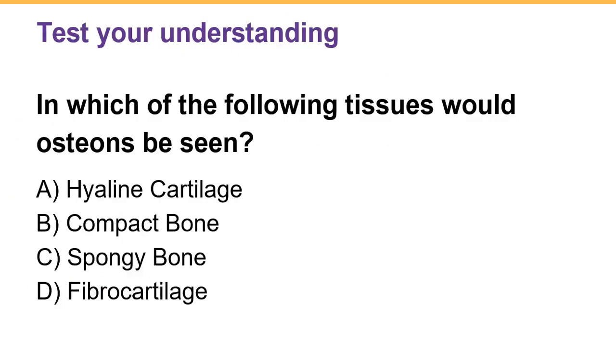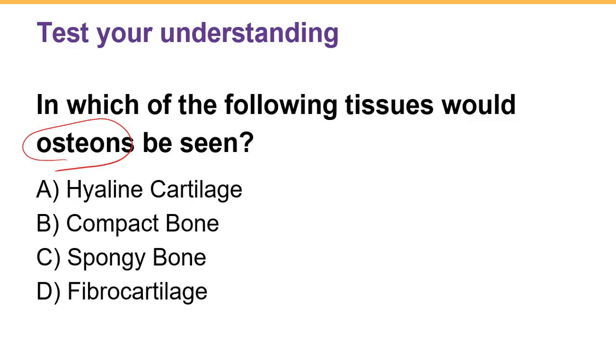Okay, let me ask you a question. Do you remember the answer for this question? In which of the following tissues would osteons be seen? Hyaline cartilage, compact bone, spongy bone, fibrocartilage.